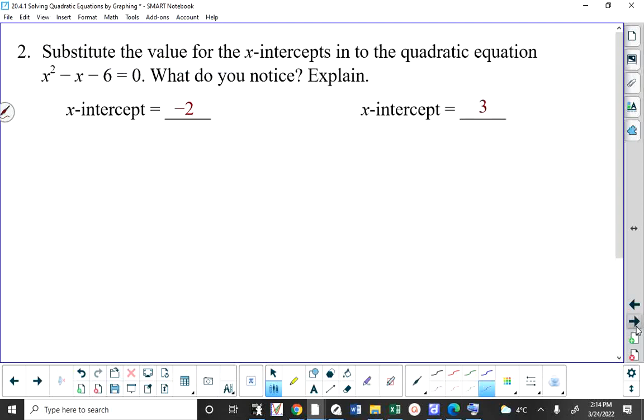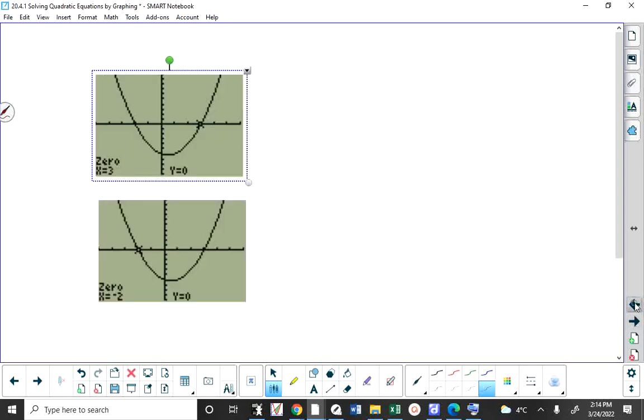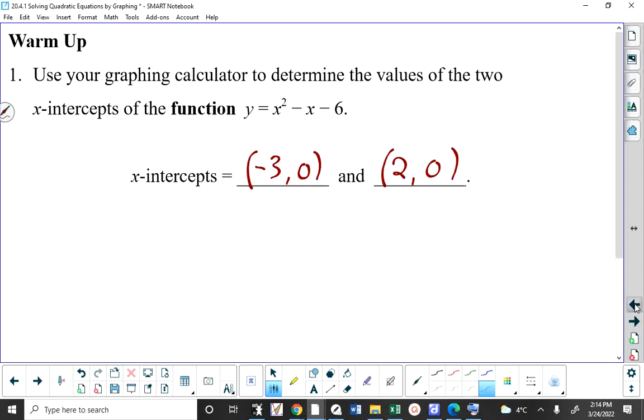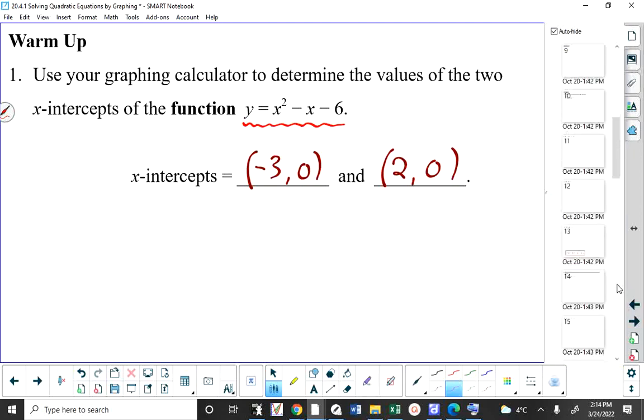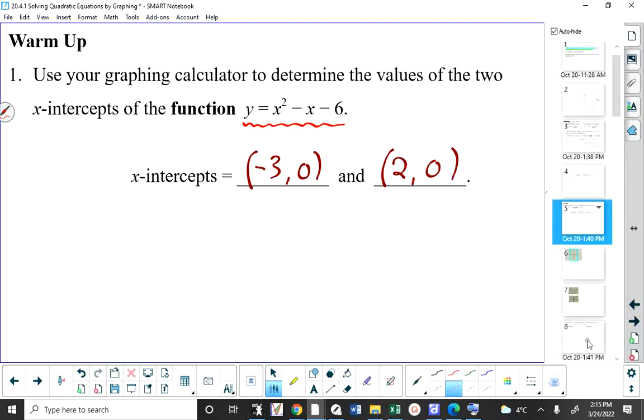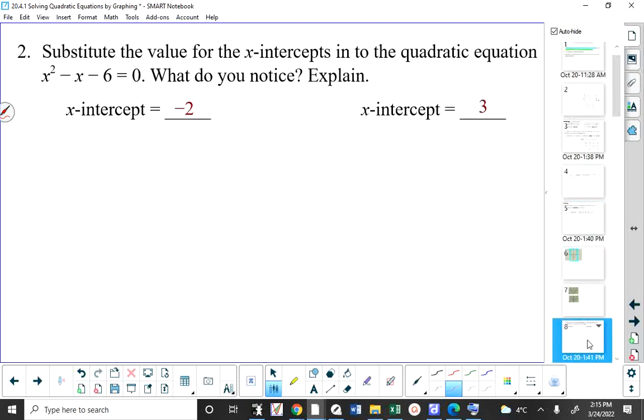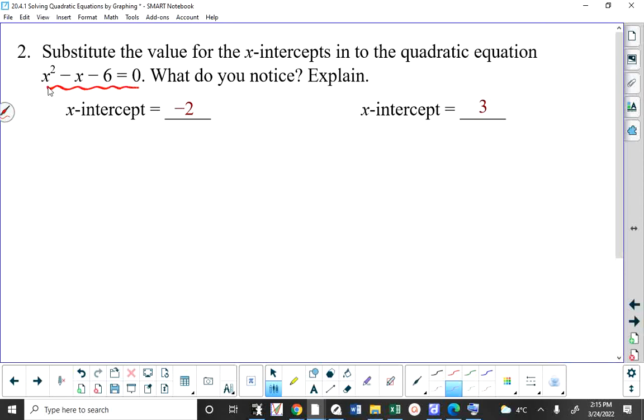All right, what's the second part of the warm-up say? It says substitute the value of the x-intercepts into the quadratic equation. So we've switched gears. In the first part of the warm-up, we were dealing with a function. You can see it's a function because of this y equals. Now in the second part of the warm-up, you can see that we're dealing with the equation, and you can see that it's an equation because it has that thing equal to 0 and not y.